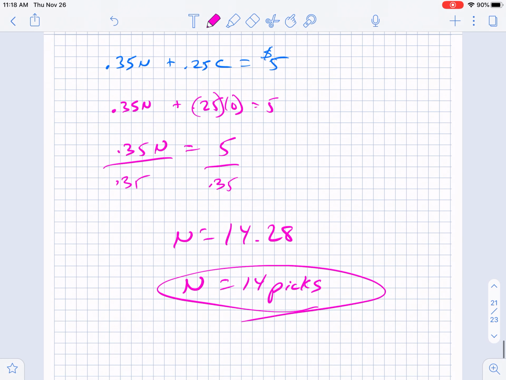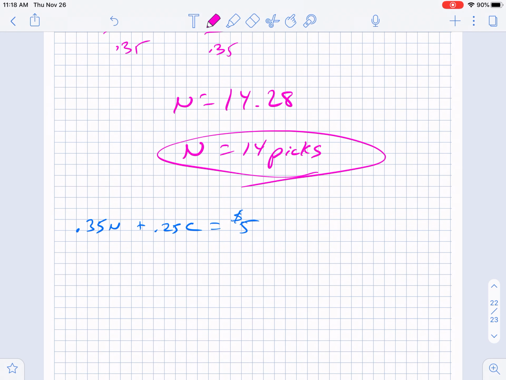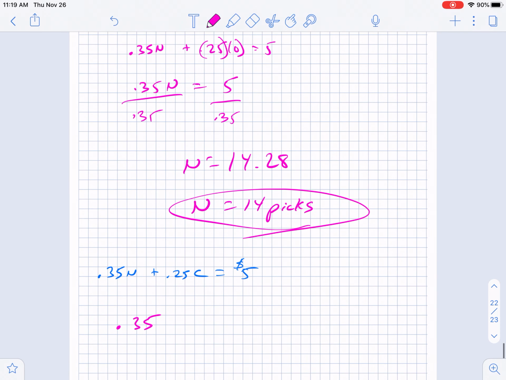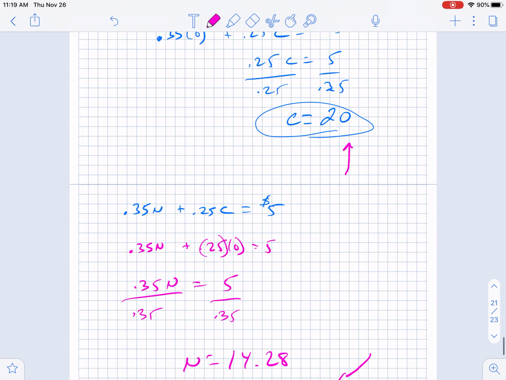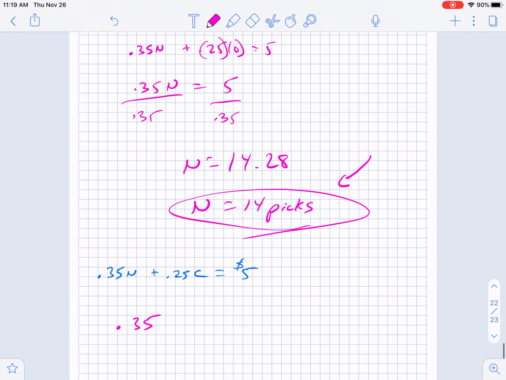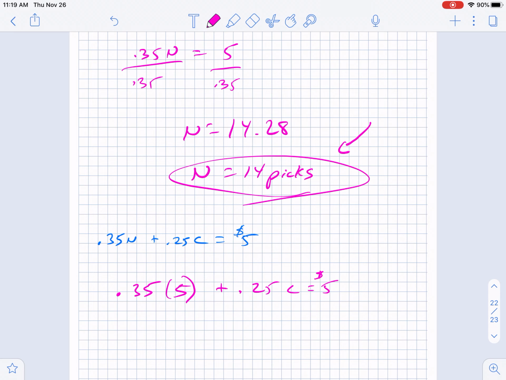And then I can do one more. I can do copy, paste. I can just plug in a random number, but I can't plug in a random number over 14 or over 20 because those are our maximum when the other one is 0. So I have to pick a little bit less. So if I pick the number 5, 0.35 times 5 equals $1.75. This actually works out perfect.